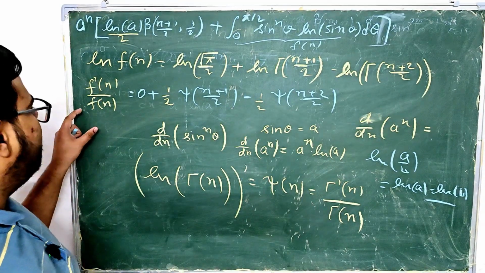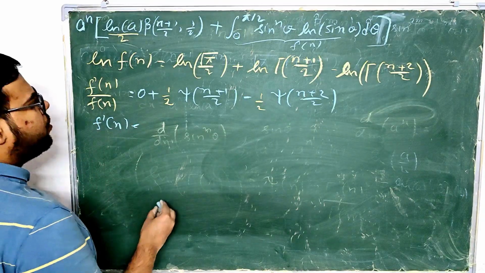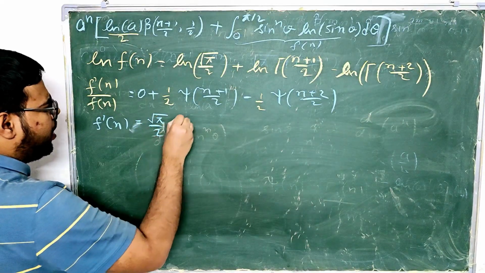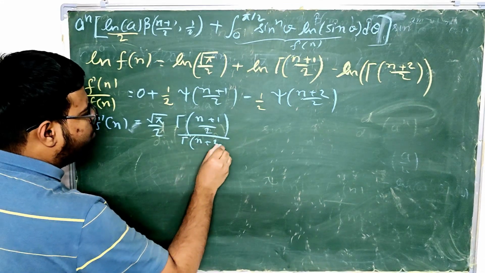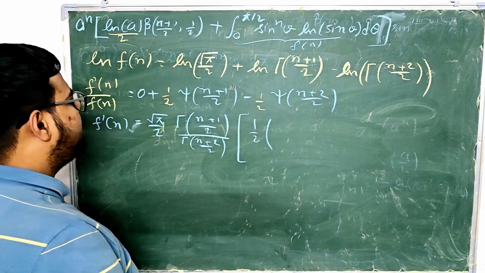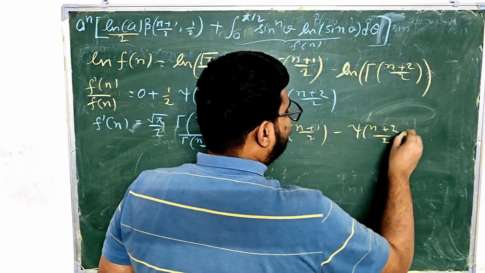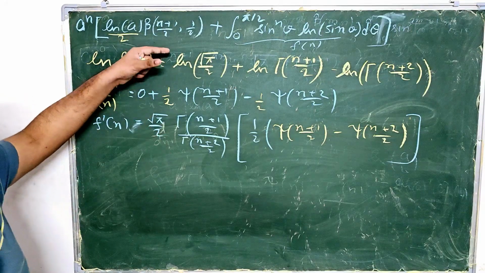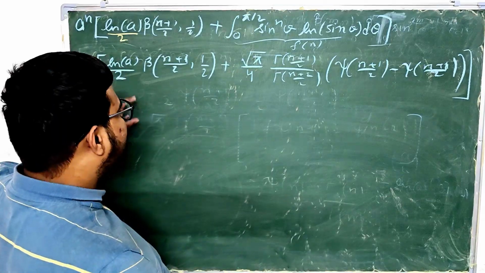Now let's rearrange it. Let me erase this. So you get f dash of n. What was f of n? It was root pi by 2 times gamma of n plus 1 by 2 divided by gamma at n plus 2 by 2 times the quantity 1 by 2 into the quantity psi of n plus 1 by 2 minus psi at n plus 2 by 2. Yeah, that is it. So what is the final result we are getting? So this is the final result which you are getting, and now let's simplify it a bit.